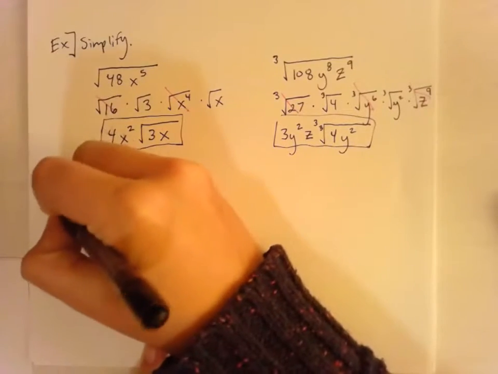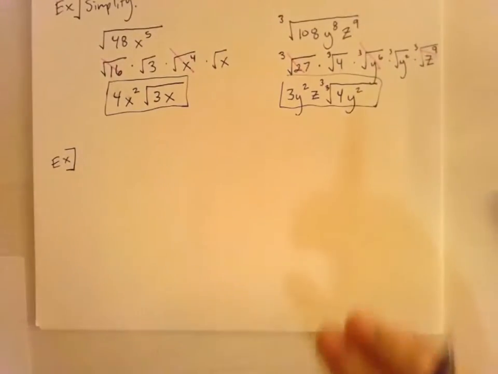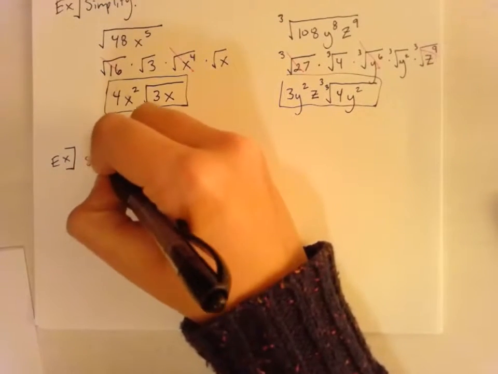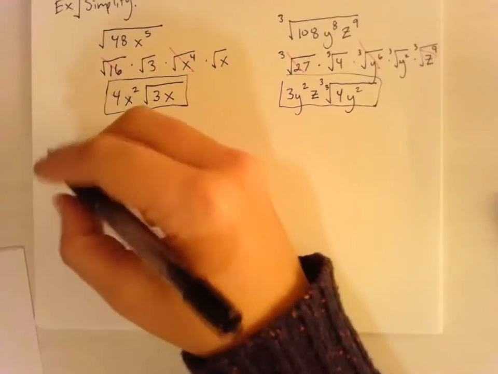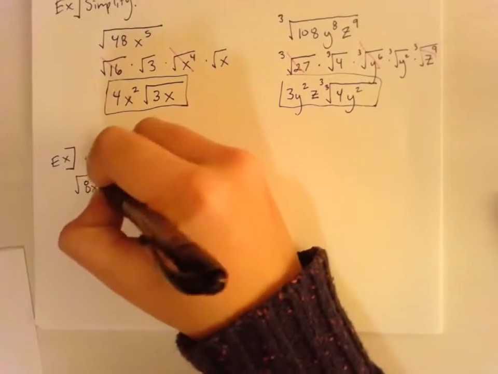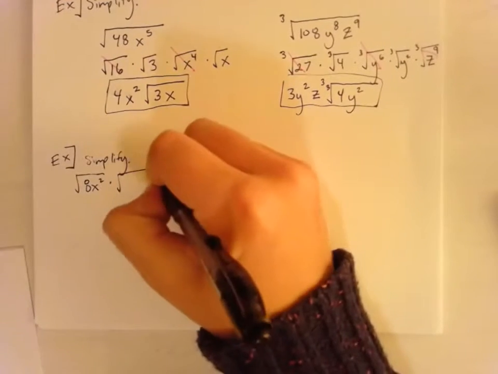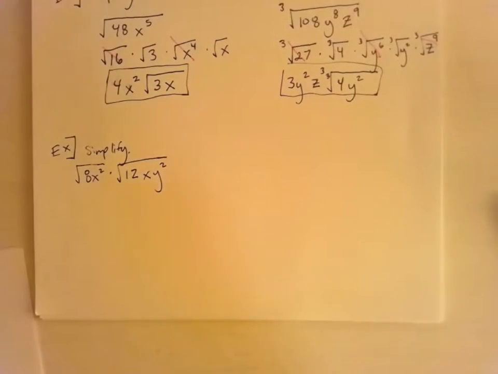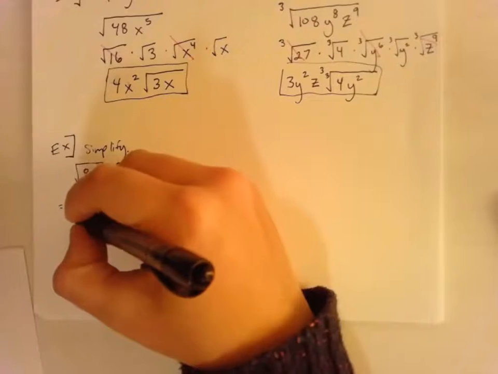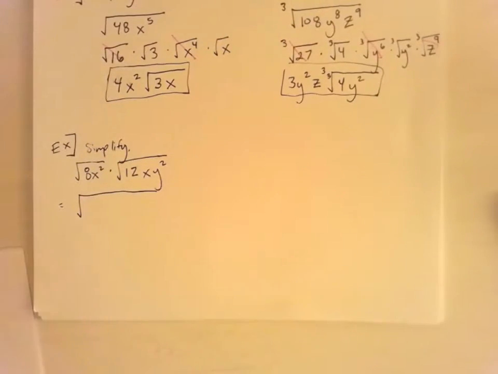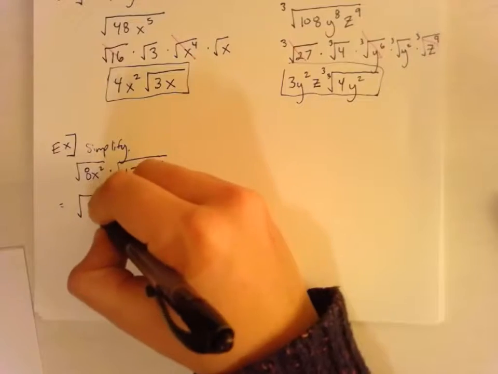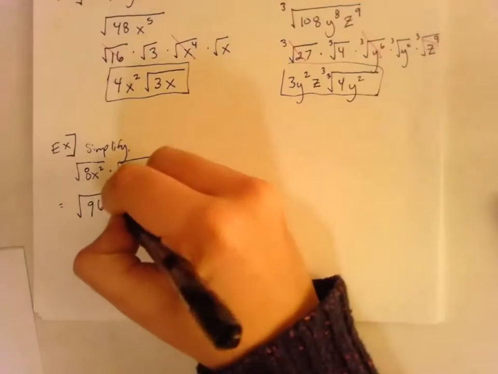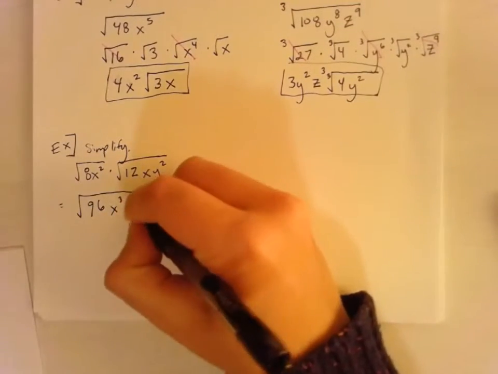Sometimes we're going to have to multiply and then simplify, like in these next problems. Let's say we had the example. We were told to simplify, and we had the square root of 8x squared times 12xy squared. What I recommend doing is multiplying everything together under one radical first. I recommend doing 8 times 12, which should get you 96, x squared times x, which would be x to the third, and lastly, y squared at the end.